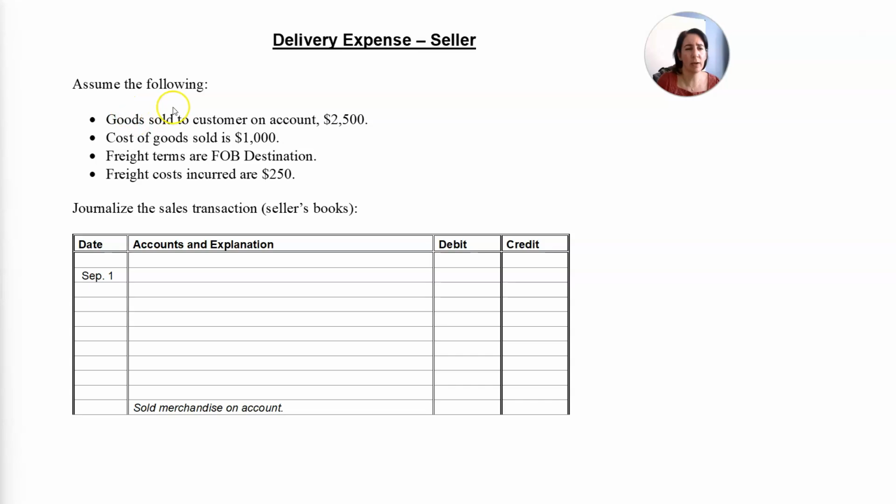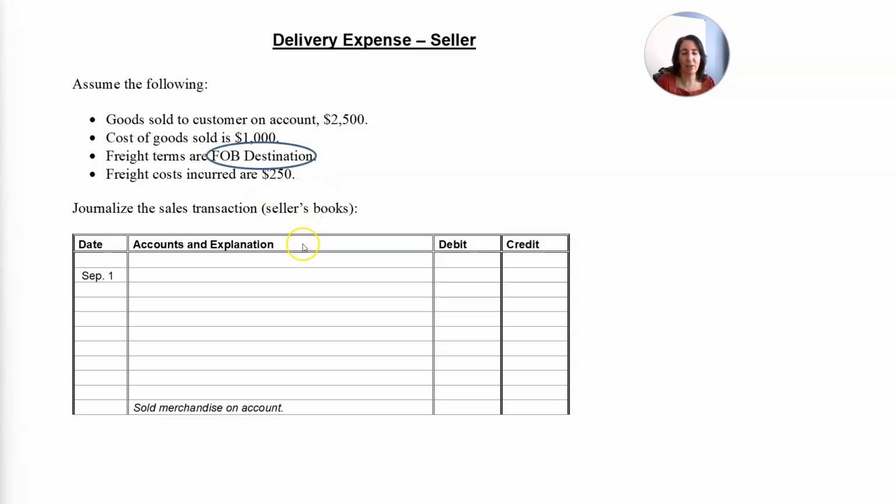So let's look at this. Goods sold to a customer, $2,500. Cost of goods sold is $1,000. Terms are FOB destination, which we are the seller. We're trying to get it to the destination, which means we are the ones that are paying for it. Okay, freight cost of $250.